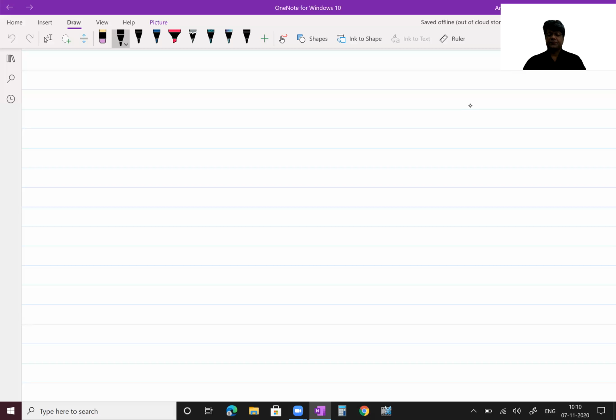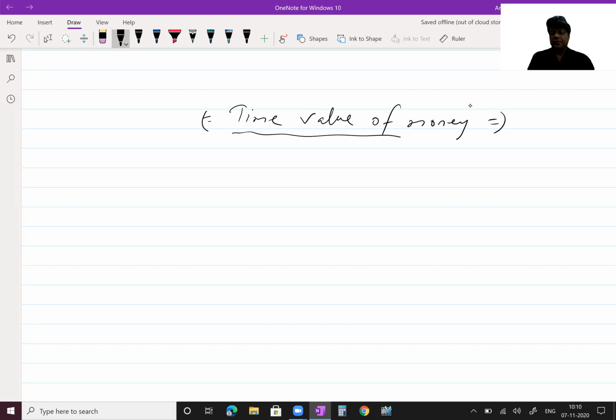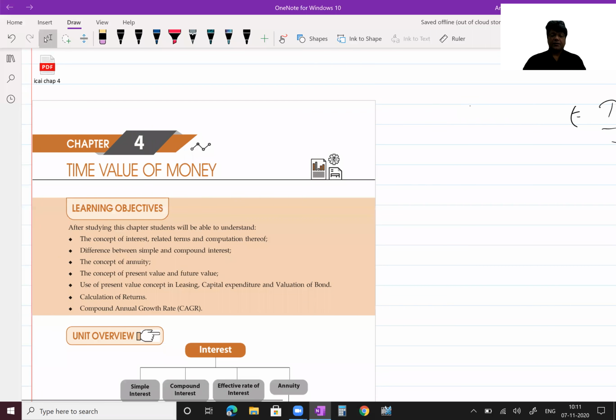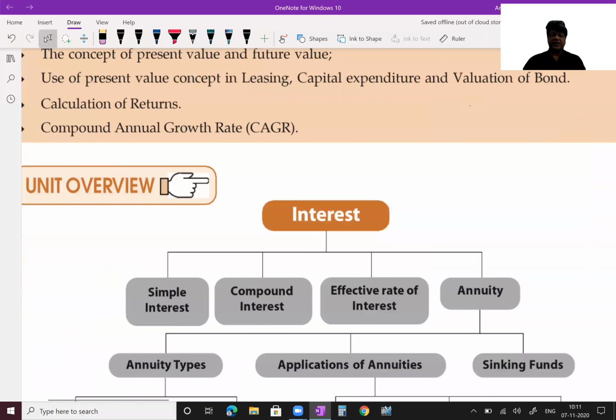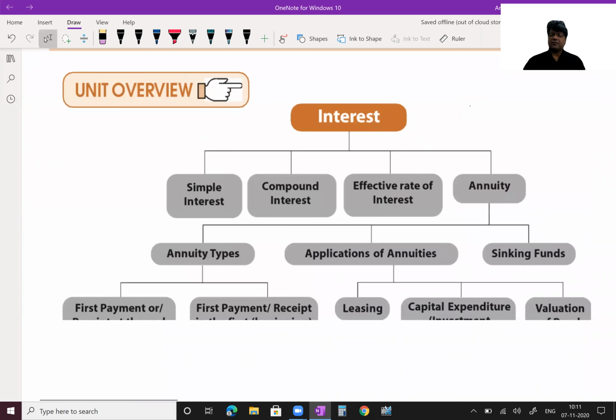Hi everyone. Fourth chapter, time value of money. Now, very important chapter of maths. Actually, most important chapter of maths. Time value of money. Guys, very easy chapter actually. Calculation based chapter.